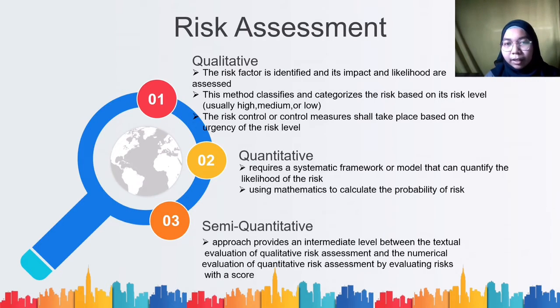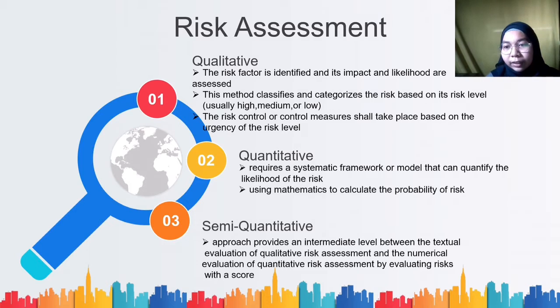Risk assessment has three methods. There is qualitative, quantitative, and semi-quantitative. For the first one, qualitative, the risk factor is identified and its impact and likelihood are assessed. This method classifies and categorizes the risk based on its risk level, usually high, medium, or low. The risk control or control measure shall take place based on the urgency of the risk level.